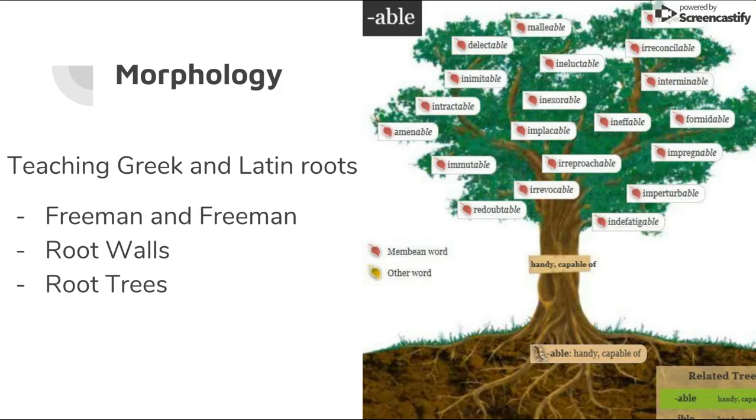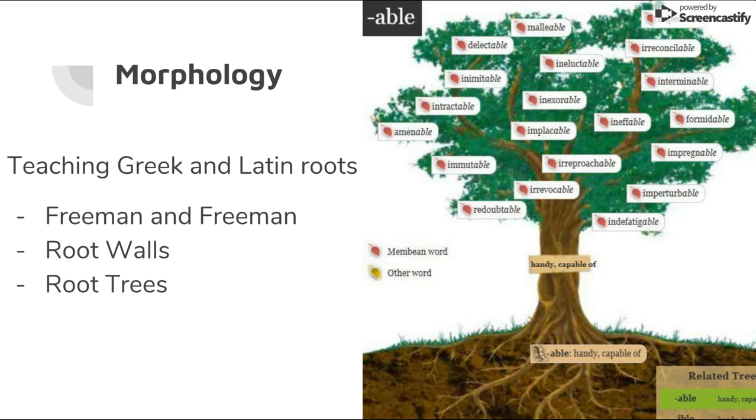Starting with morphology, Freeman and Freeman recommend teaching Greek and Latin roots to your students to help them understand where words come from and how words are formed. There are 2 different ways that you can go about teaching this. One is root walls, which is when you post various roots that you've come across naturally in the classroom onto the wall, so students can revisit those as they come across new words that have those same roots.